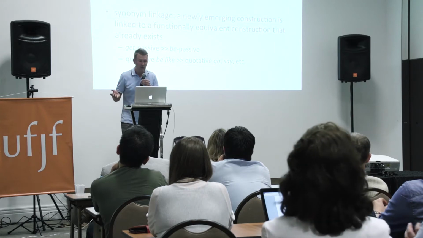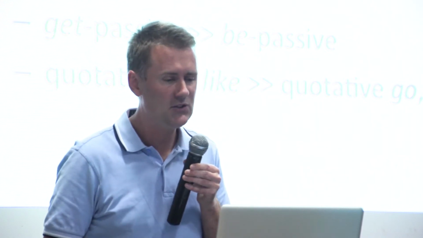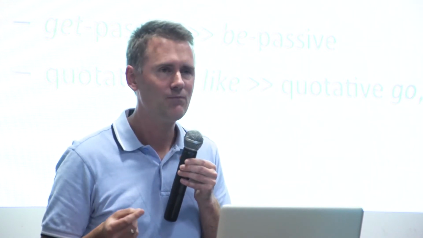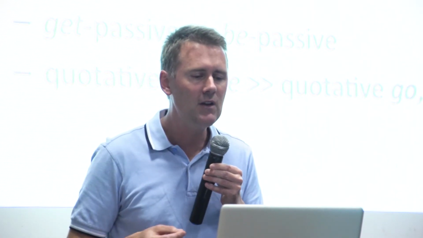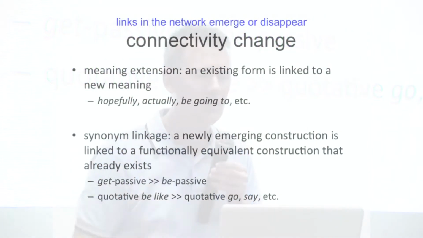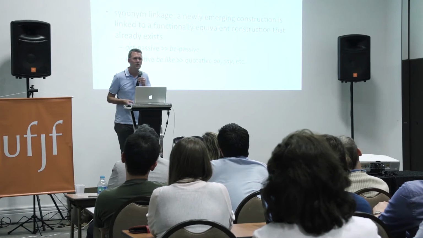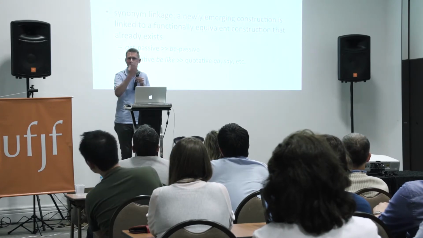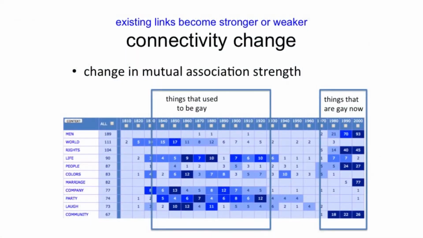Right. Another example of connectivity change would be what could be called synonym linkage. When you have a newly emerging construction that enters a grammatical paradigm, say, that emerging construction is linked to its competitors in the paradigm, so that there are links between equivalent constructions. So for instance, take the get passive. It's not too far-fetched to assume that speakers make a mental connection between the newly emerging get passive and already existing ways of expressing the idea of a passive. Right.